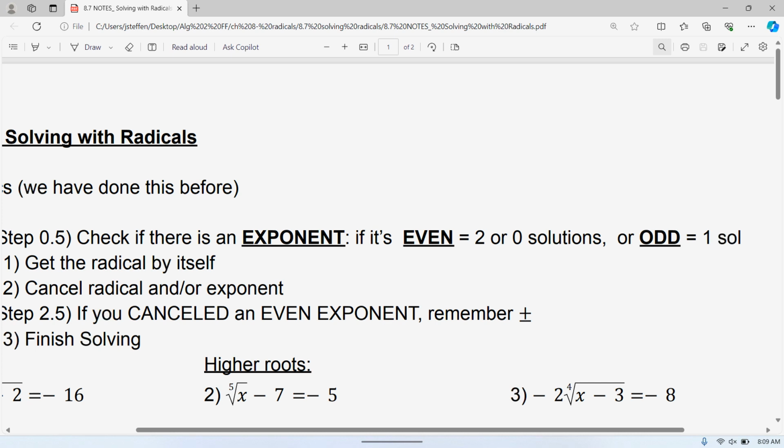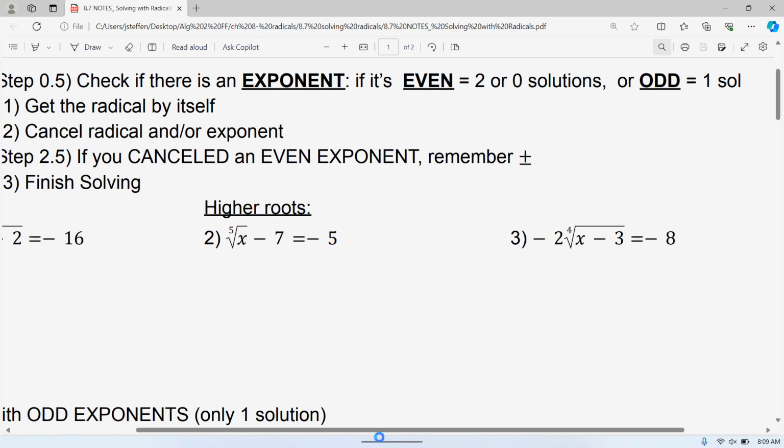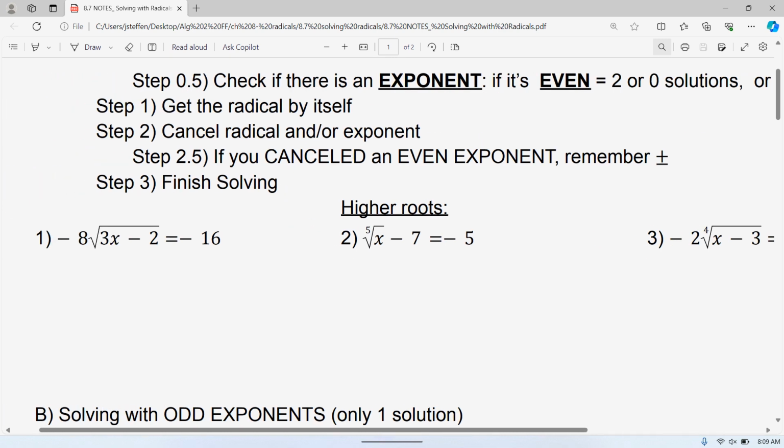If you look at these first couple ones that I have right here, number 1, 2, and 3, none of those have exponents. They all have radicals. Some of them have index numbers. I mean, technically, they all have index numbers. Just the first one is a 2. Step 0.5. That's one that a lot of people forget. A lot of people don't realize when they're supposed to get 2 answers or no solutions or something like that. So I think it helps right away to address that.